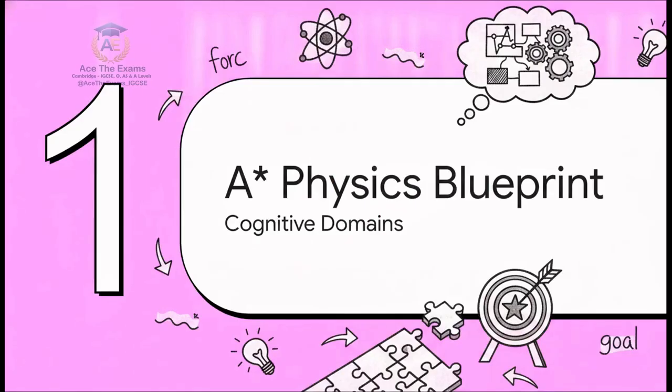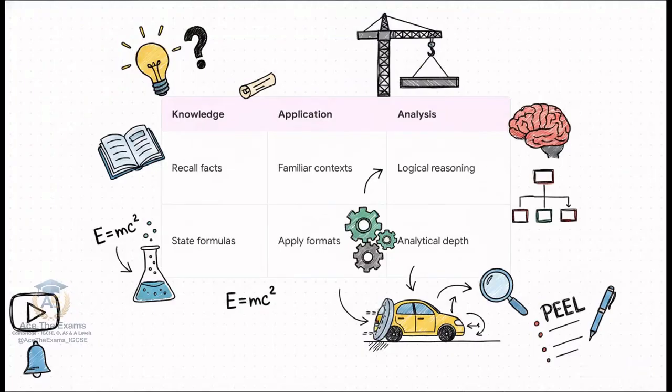Section 1, the A-star physics blueprint. We're going to look at targeting specific cognitive domains to understand what Cambridge actually wants from you academically. Look at this table. The crucial point for exam success is right here in these assessment objectives. Column 1, knowledge and understanding. This is the absolute bare bones foundation.